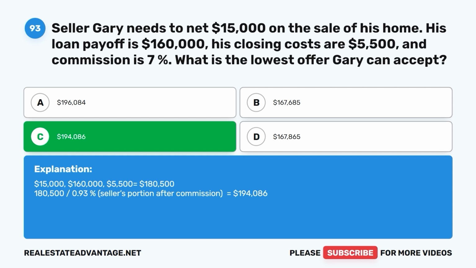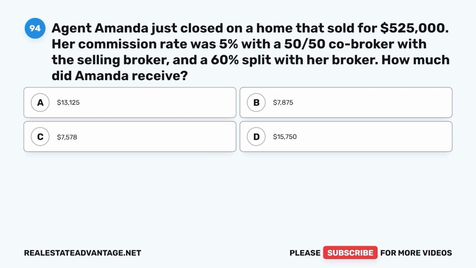15,000 plus 160,000 plus 5,500 equals 180,500. 180,500 divided by 93%, the seller's portion after commission, equals $194,086.